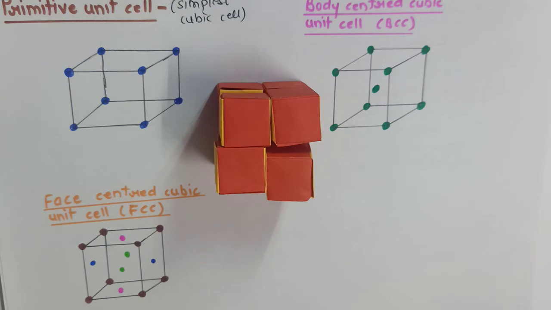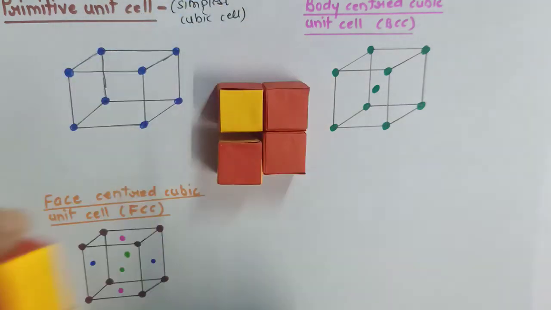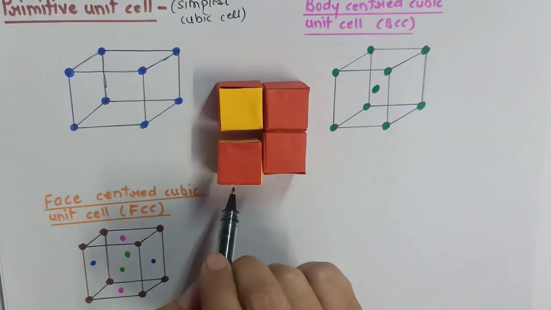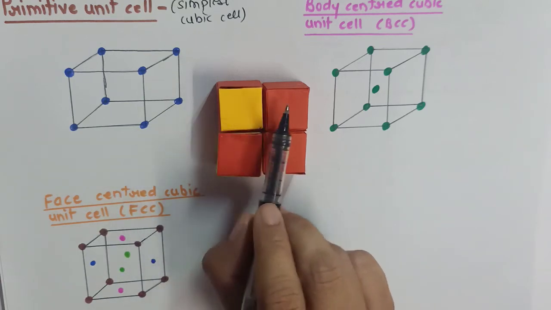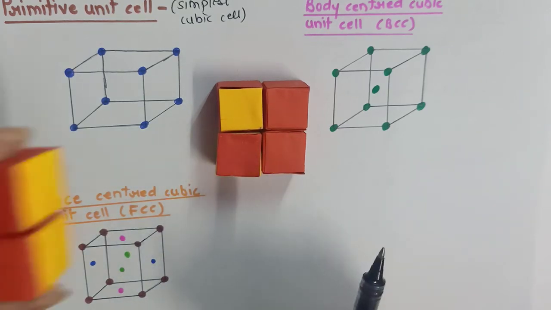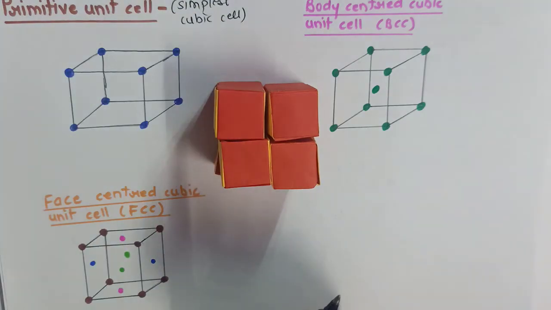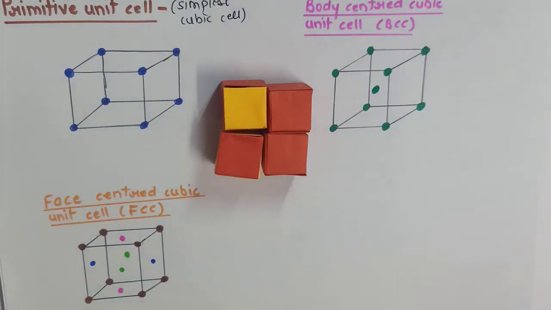So I will say the corner particle is giving its contribution to 8 unit cells. Again see this corner one, it gives its contribution to 1, 2, 3, 4 unit cells, as well as the other 4 unit cells with which it is in contact. So the corner particles always give 1/8 contribution. Remember this one basic fact.